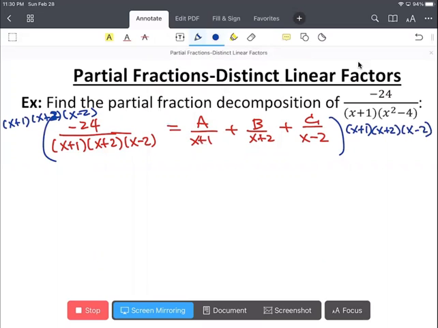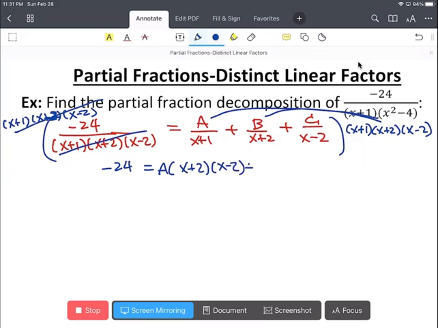On my left-hand side, we end up having just negative 24. When I multiply with A over x plus 1, we have A times x plus 2, x minus 2. When I multiply with B over x plus 2, we have B times x plus 1, x minus 2. Lastly, we have C times x plus 1 times x plus 2.